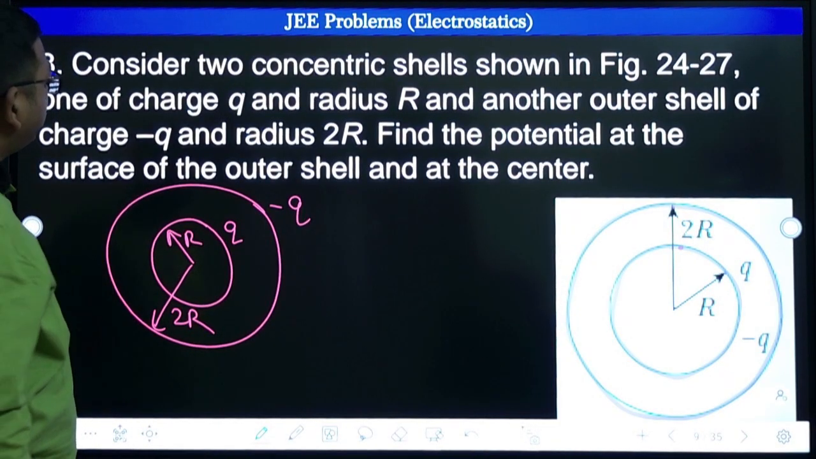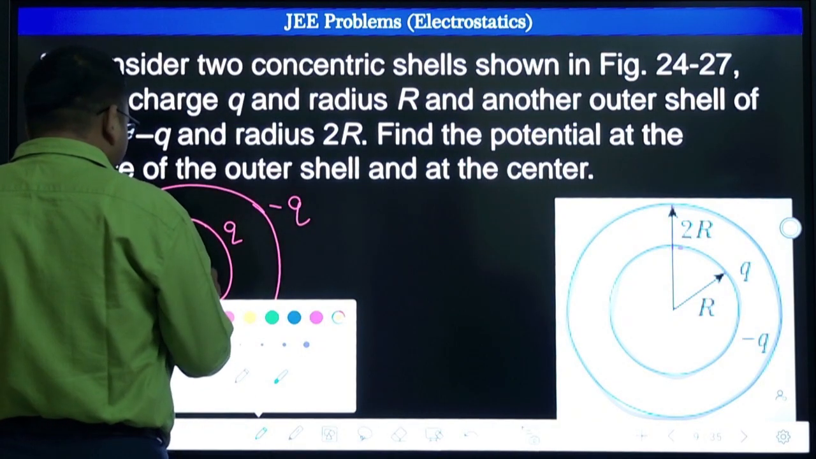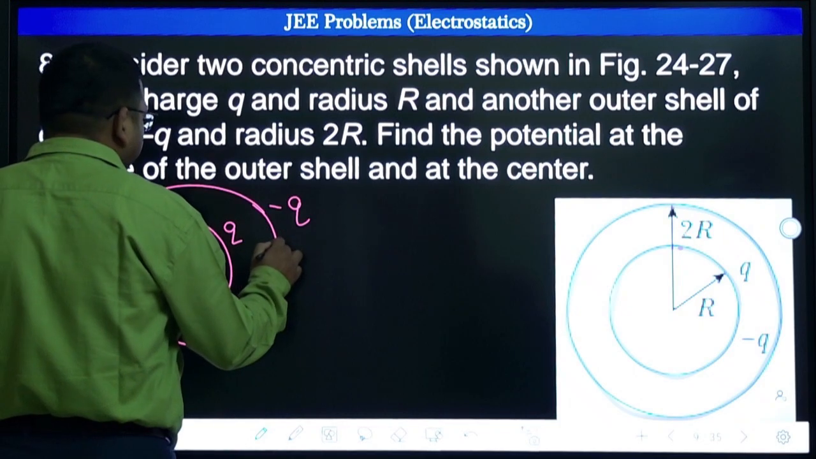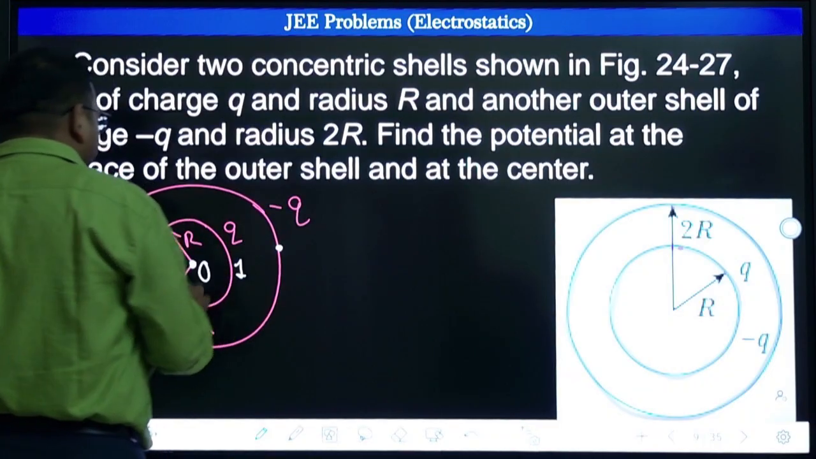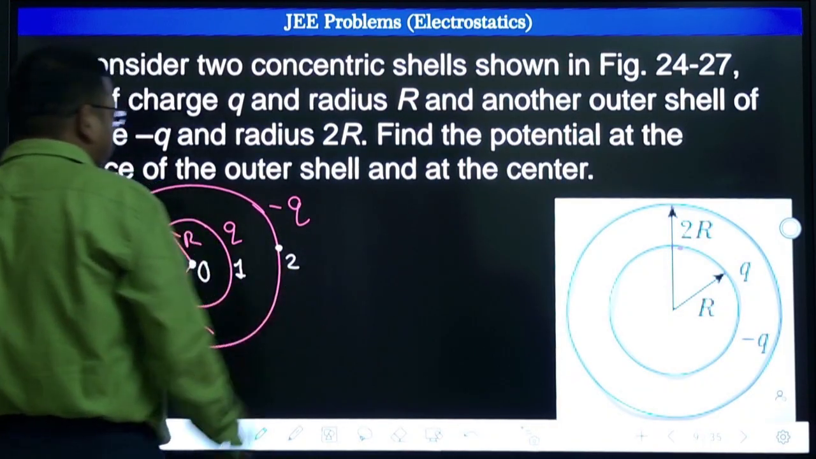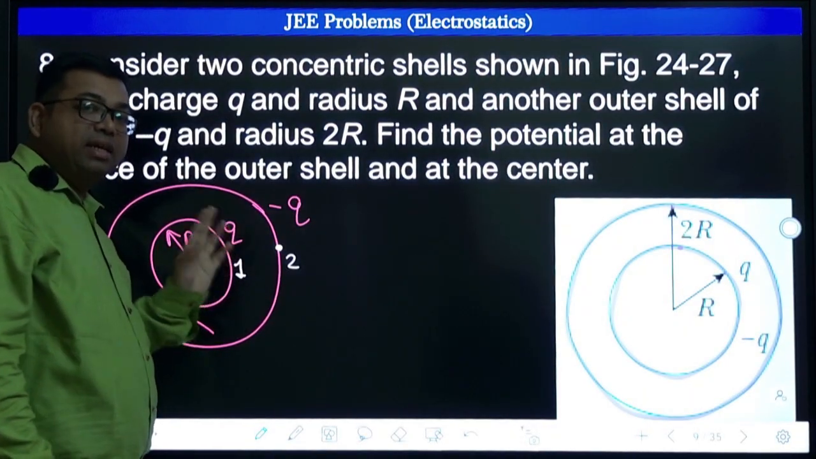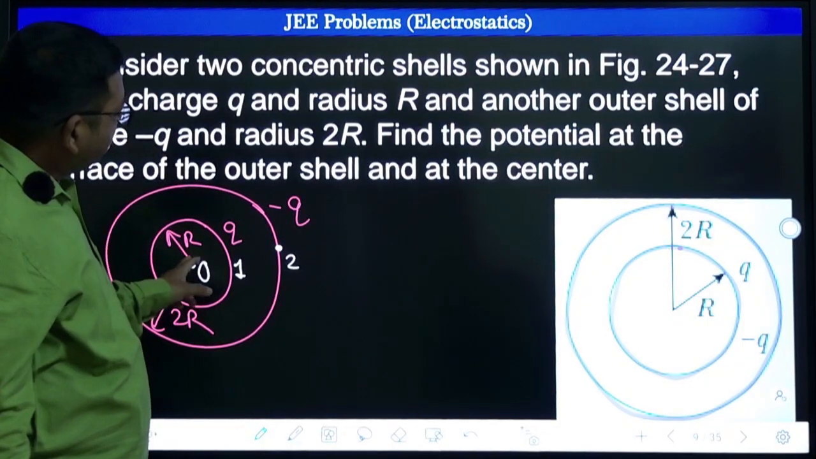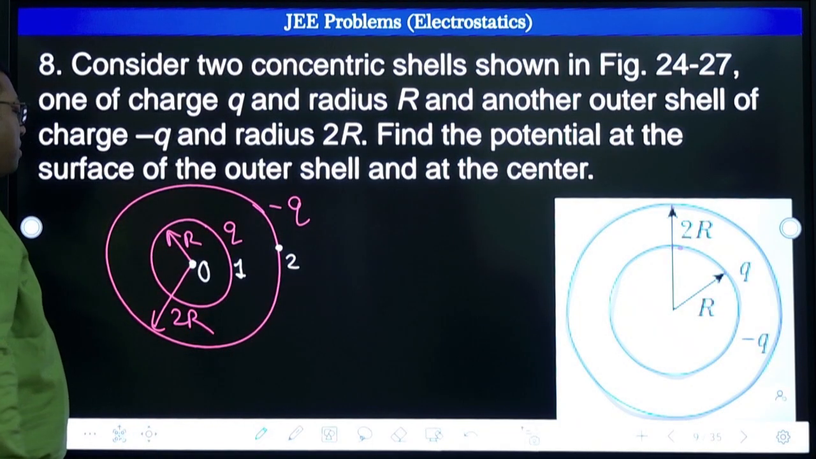Potential at the surface of the outer cell and at the center. So we need to calculate the potential at the center and the potential at the outer surface. Let us label them 0, 1 and 2: 0 is the center, 1 is the first surface, 2 is the second surface. You have to calculate the potential at 0 and the potential at 2. How do we do that?